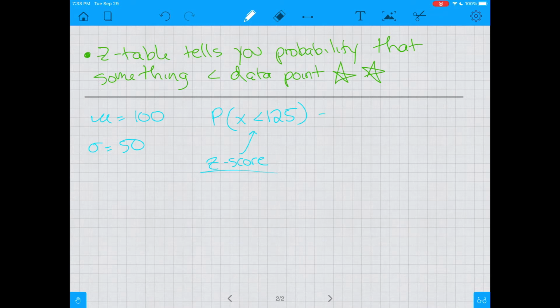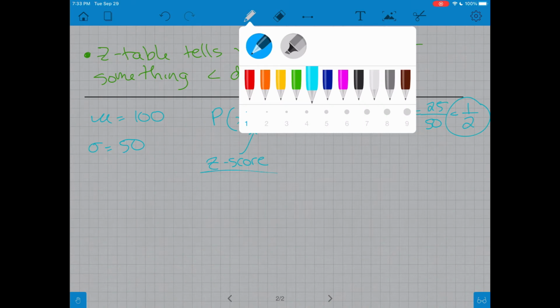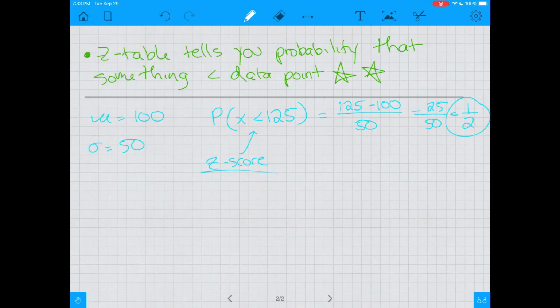Now all I do is plug into my formula. Value minus mean, all divided by standard deviation, right? Most of us, we're pretty smart here. There's not a whole lot of math to do here. But just to show it for the sake of the whole calculation, I get a Z-score of 1/2. Important. This number here, this is your Z-score.